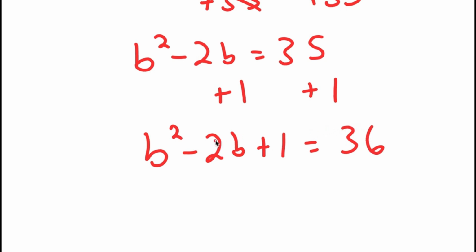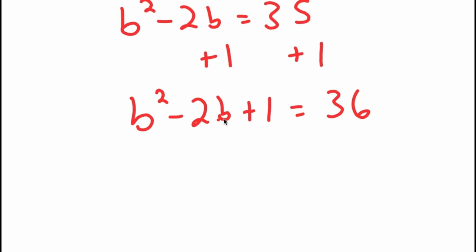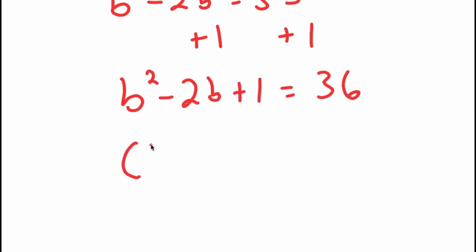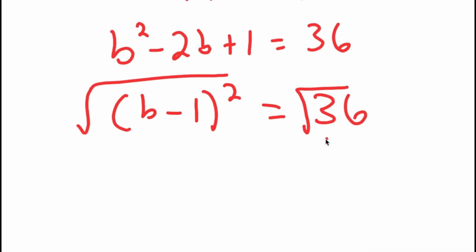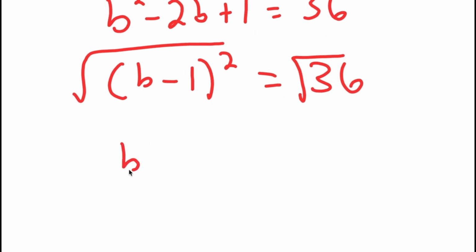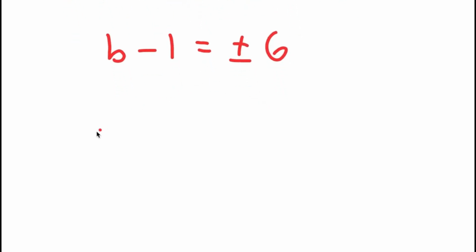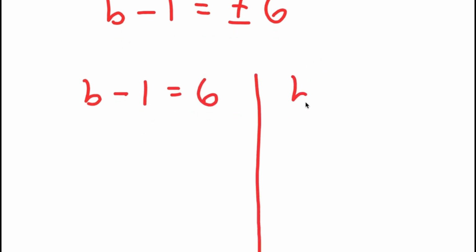And now the reason I did that is because B squared minus 2B plus 1 is the same thing as B minus 1 squared. And now I can take the square root on both sides because the square root of 36 is a whole number. And now I get B minus 1 is equal to positive or negative 6. So this gives me two equations. I get B minus 1 is equal to positive 6, and B minus 1 is equal to negative 6.